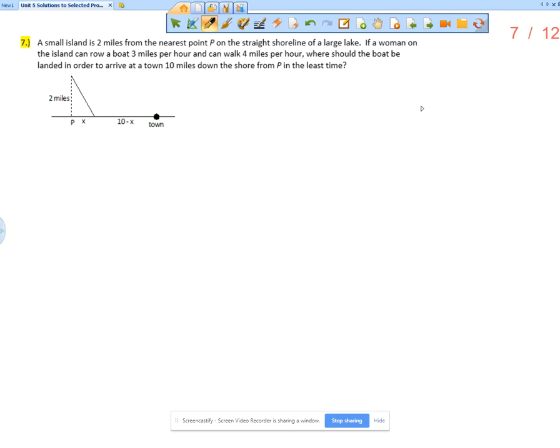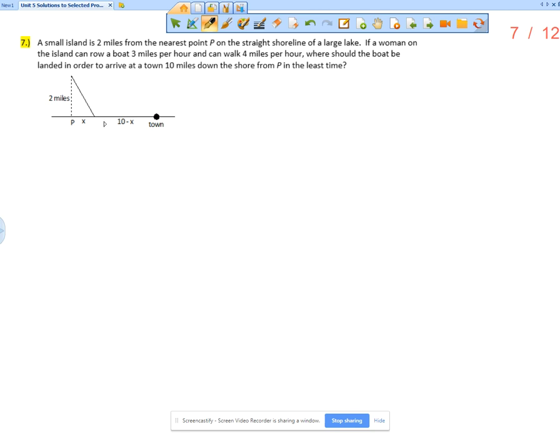This is the setup video for section 5.1, problem number 7. It says a small island is 2 miles from the nearest point P on a straight shoreline of a large lake. If a woman on the island can row a boat at 3 miles per hour and can walk 4 miles per hour, where should the boat be landed in order to arrive at a town 10 miles downshore from point P in the least time?